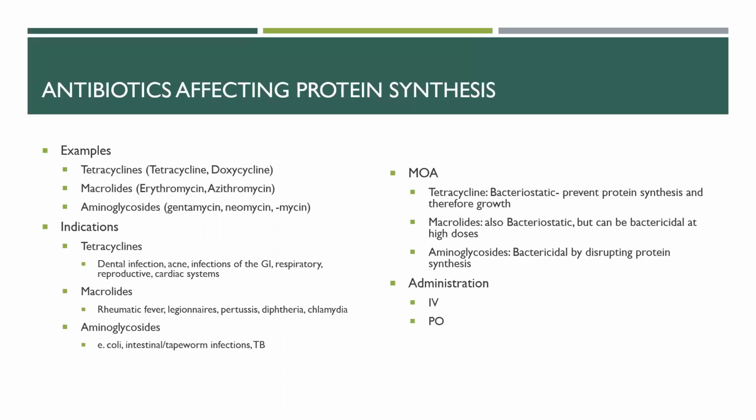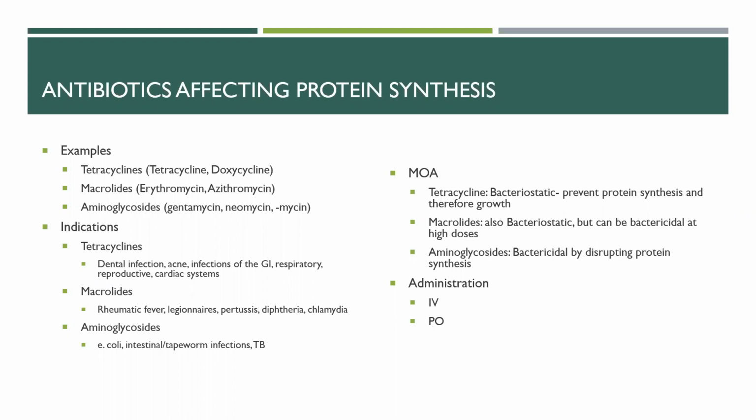So then we have our antibiotics that affect protein synthesis. This includes our tetracyclines, such as tetracycline and doxycycline, our macrolides, which include erythromycin and azithromycin. So you can see that they end in mycin, with the tetracyclines ending in cycline. And then we have our aminoglycosides like gentamicin, neomycin, and any medication that ends in mycin.